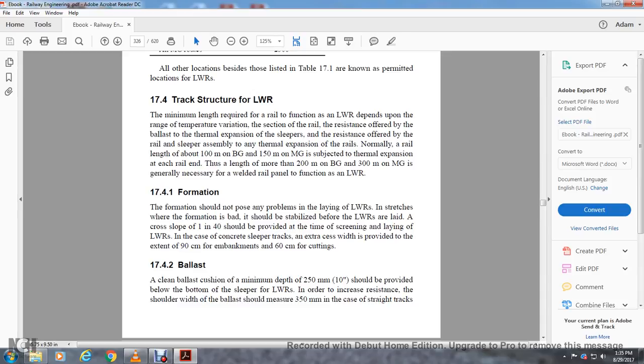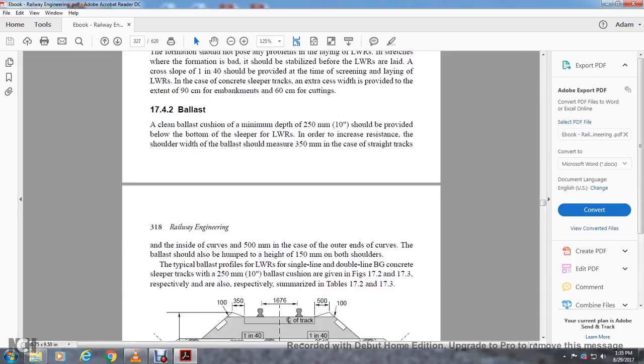17.4.2 The ballast. A clean ballast cushion of minimum depth 250 millimeters or 10 inches should be provided at the bottom of the sleeper of the long welded rails in order to increase resistance. The shoulder width of the ballast should be 350 millimeters in the case of straight tracks, and on the inside of the curve 500 millimeters. On the outer side of the curve, the ballast should be heaped up to a height of 150 millimeters on both shoulders.